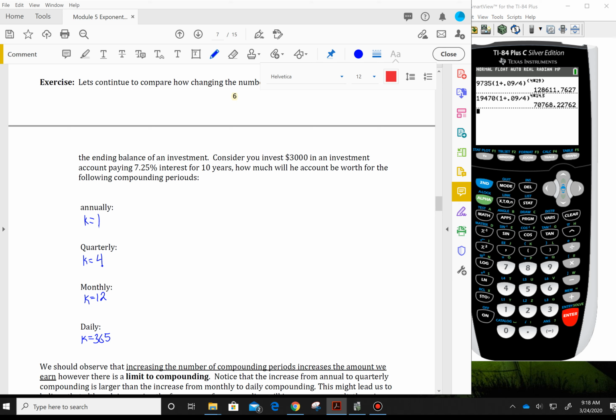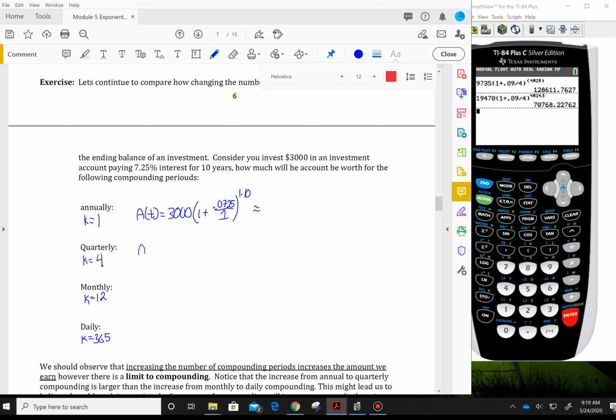Let's work it out now so we can compare. If you're compounding interest annually, then your account balance would be the starting amount, the 3,000, times 1 plus your interest rate written as a decimal, divided by the number of times you compound per year, which we're doing once, raised to the 1 times 10.